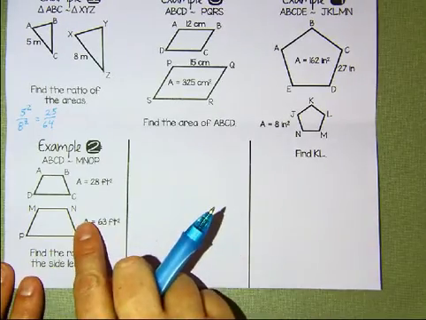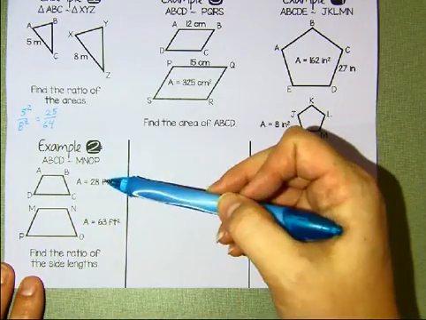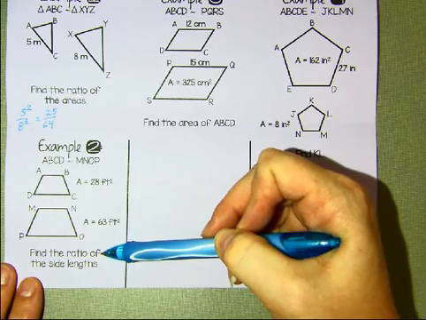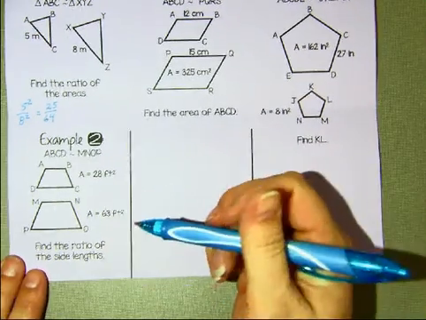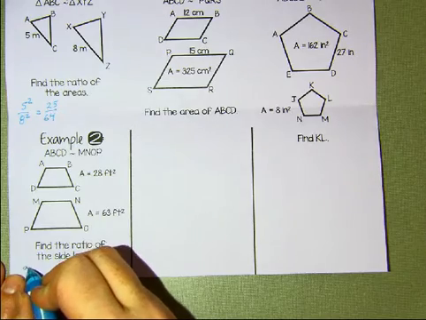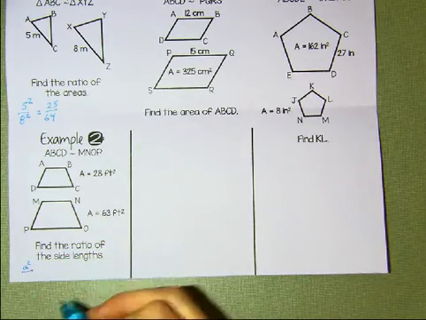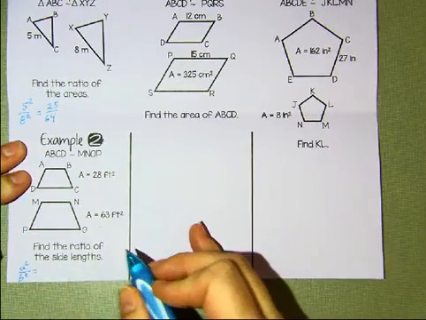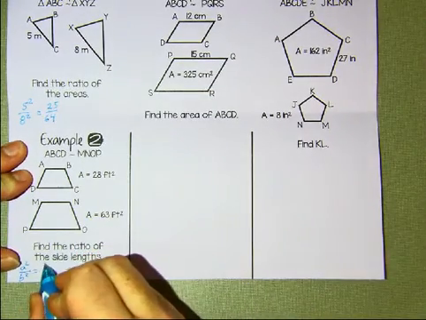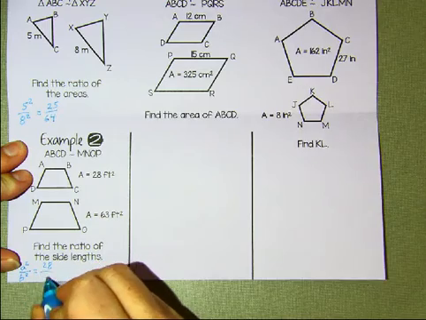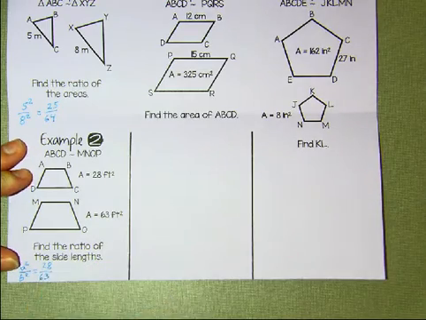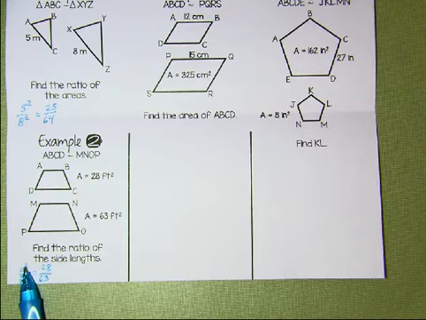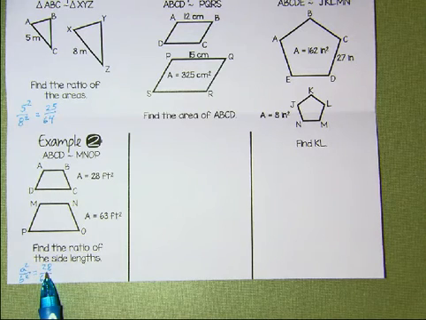Okay. The next one that we're going to do, we're actually going to slide down here a little bit to example 2. This time they gave us the areas and they're asking us to find the ratio of the side lengths. So this is very similar. So this time we have a squared over b squared equals our areas, which is 28/63. Now, if I was trying to figure this out, I know that a squared would have to equal 28.